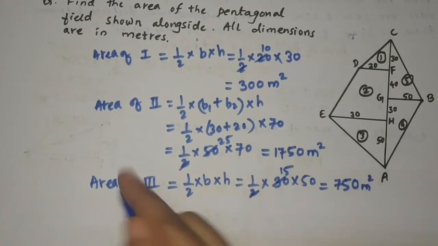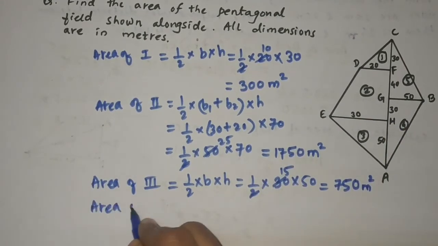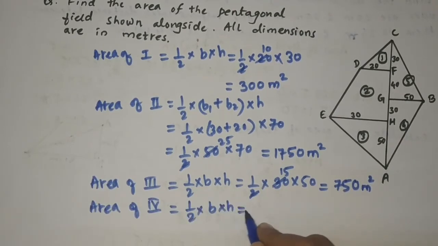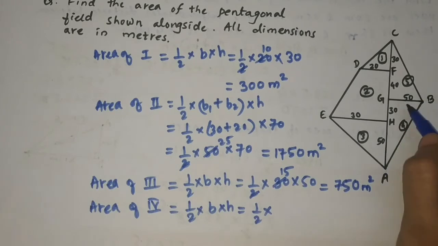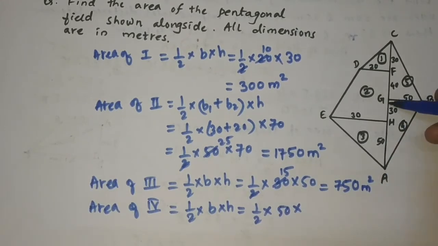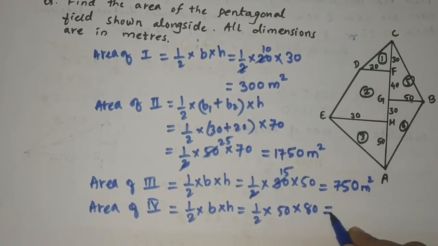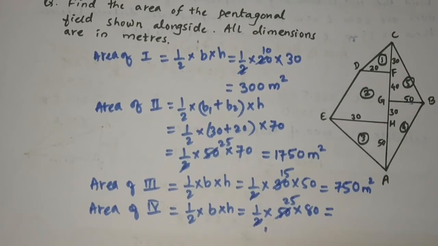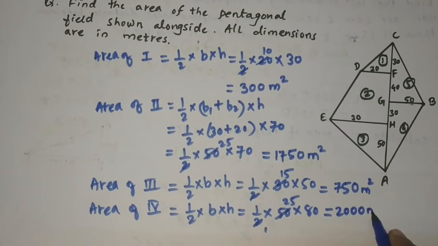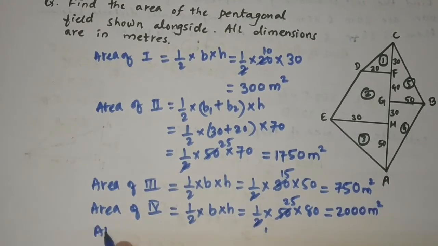Now I'll go for the area of the 4th one. So the area of the 4th figure is, again, a triangle. So 1 by 2 base into height. So I'll get 1 by 2. Here the base is 50. And this complete height, if you see, is 50 and 30, meaning 80. So again, you'll get 25, it's 2000. Now the 4th figure is over.